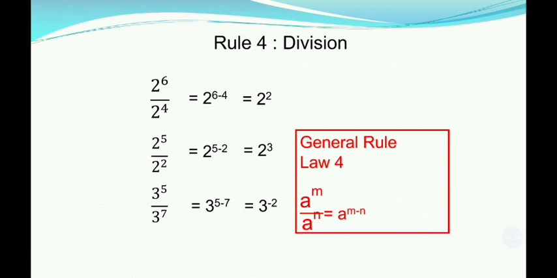Next we have 2 to the power of 5 divided by 2 to the power of 2. It can be written as 2 to the power of 5 minus 2, that is equal to 2 cube. Third example, 3 to the power of 5 divided by 3 to the power of 7. It can be written as 3 to the power of 5 minus 7. So 5 minus 7 is nothing but minus 2. So it is 3 to the power of minus 2. So this is rule number 4, the division rule: a to the power of m divided by a to the power of n is equal to a to the power of m minus n.